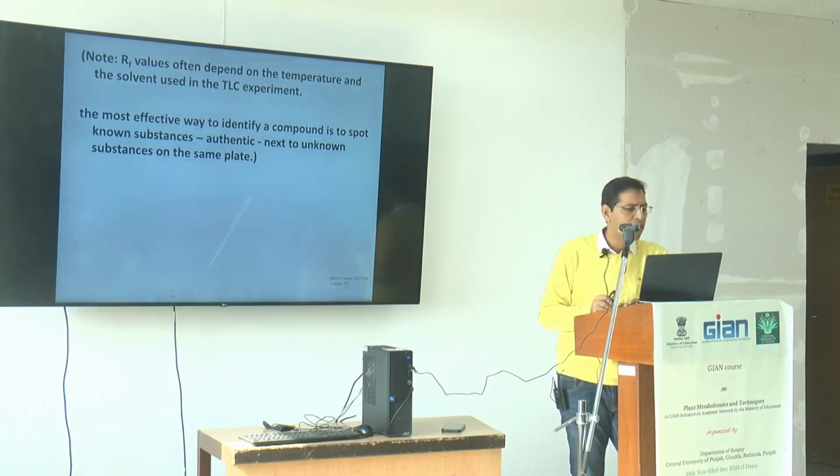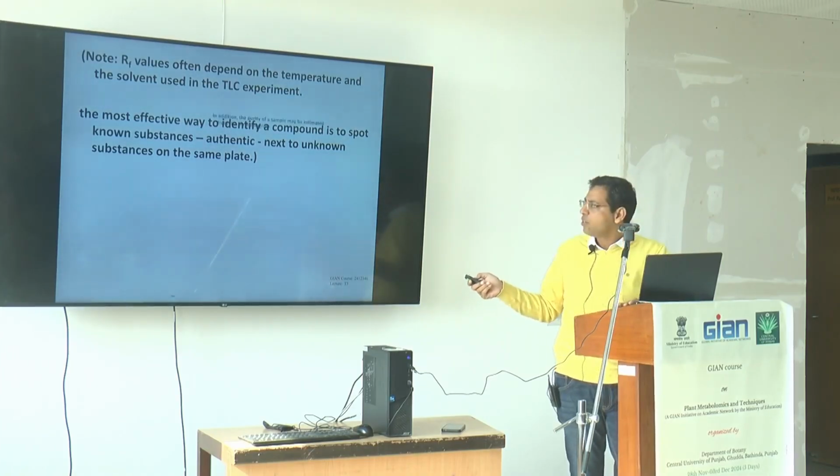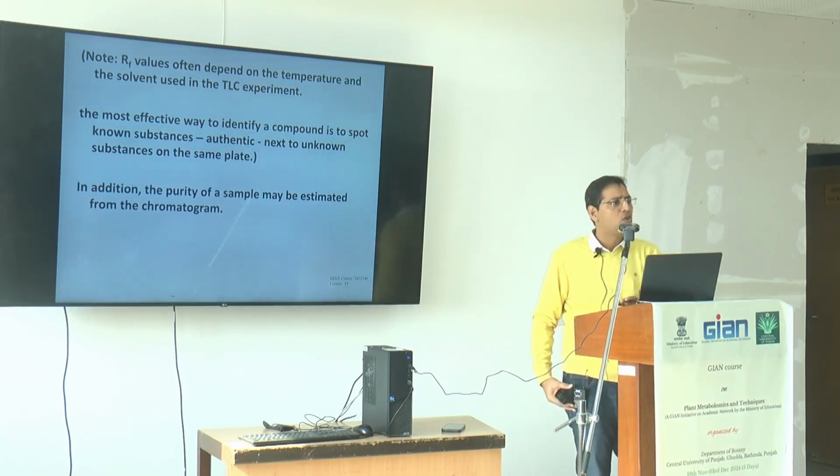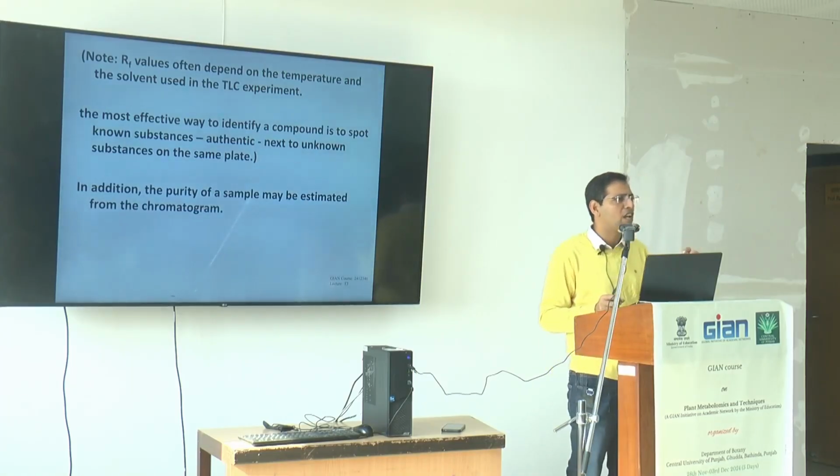Authenticity is another component next to the unknown substance on the same plate. This way you can identify your analytes very well. In addition, you can go ahead with the purity of the sample, which can be estimated from the chromatogram. Anybody can understand what a chromatogram actually is.